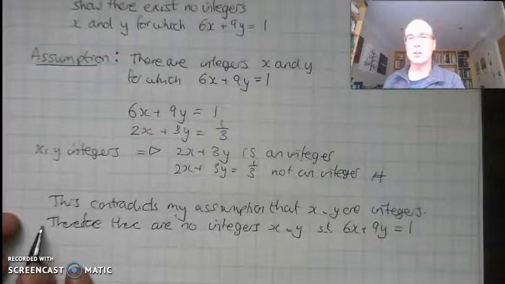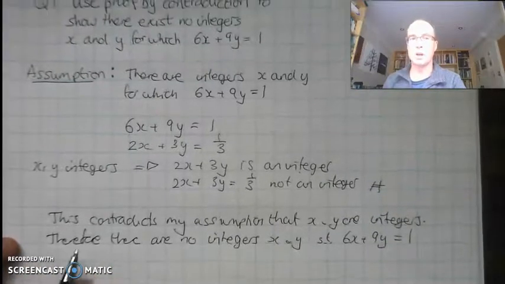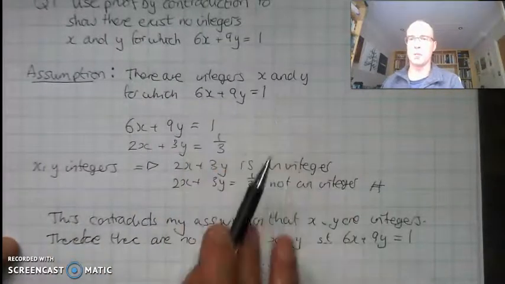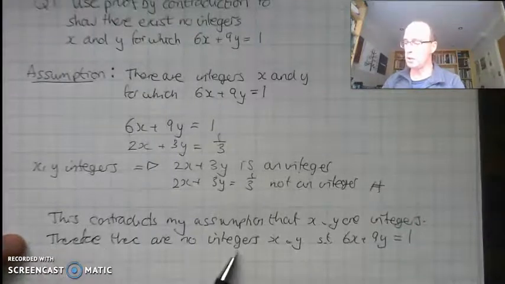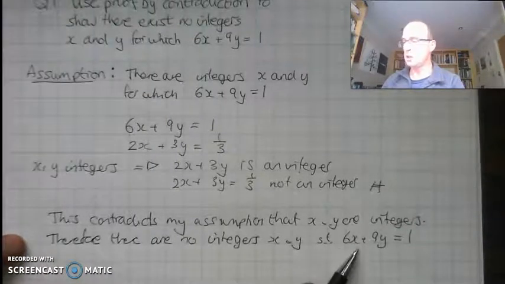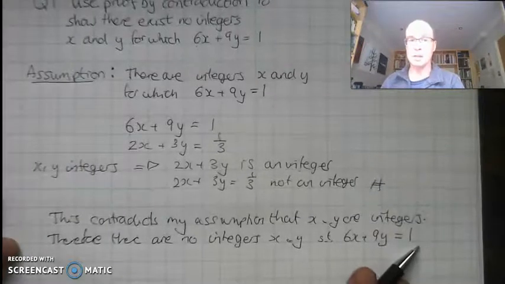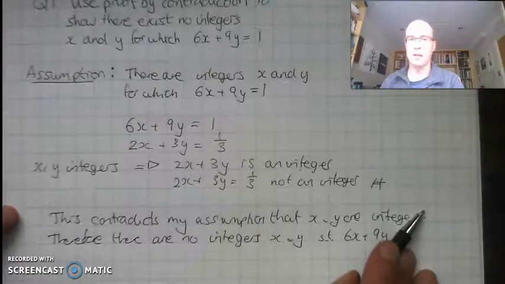So this conclusion, this final line, is pretty much rewriting your question. Show that there exists no integers x and y for which 6x plus 9y equals 1. So you're going to get a mark for repeating the question. Therefore, there are no integers x and y such that 6x plus 9y equals 1. If you don't put it on the end, you don't get your mark. Similarly, if you don't state what your contradiction is, you're not going to get your mark for that either.